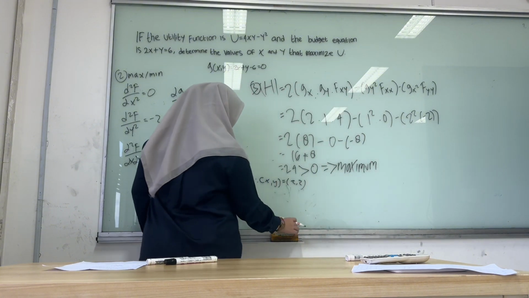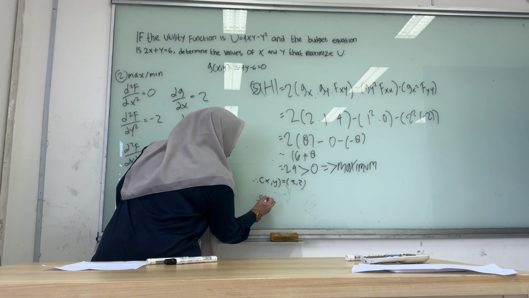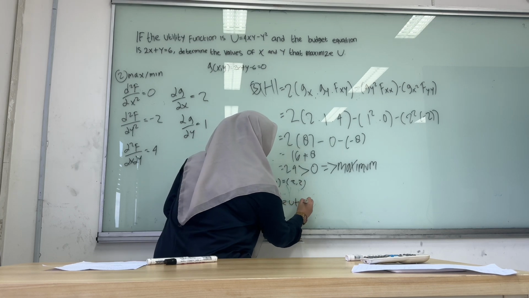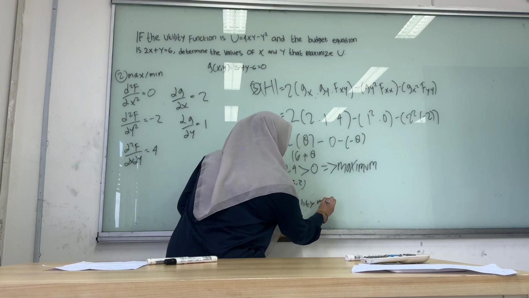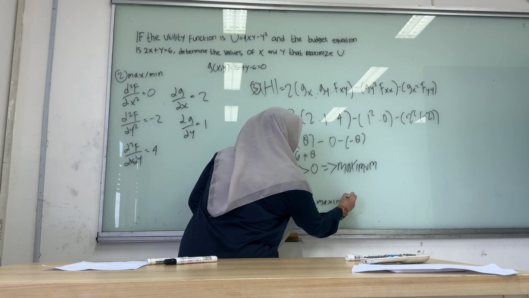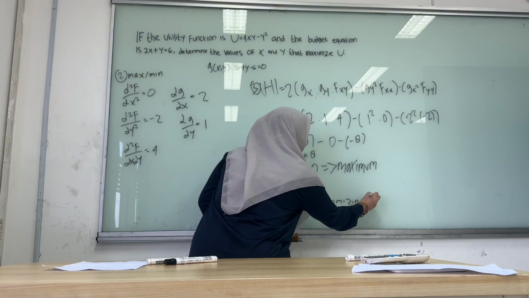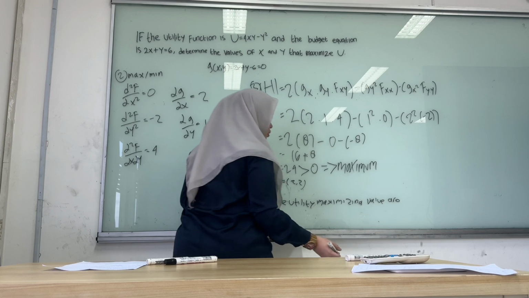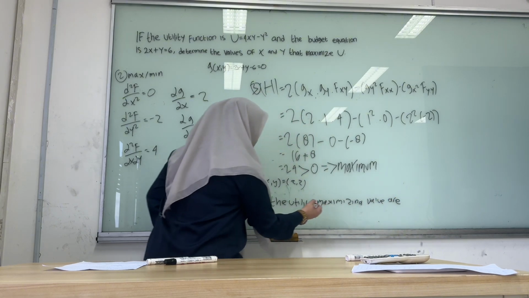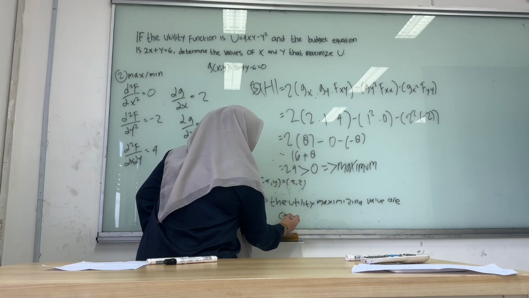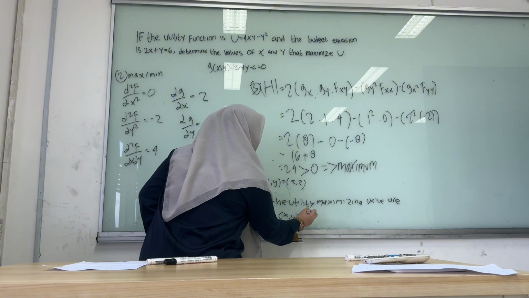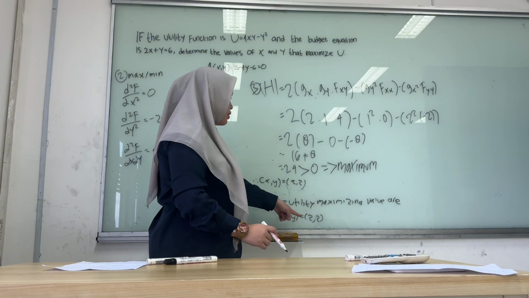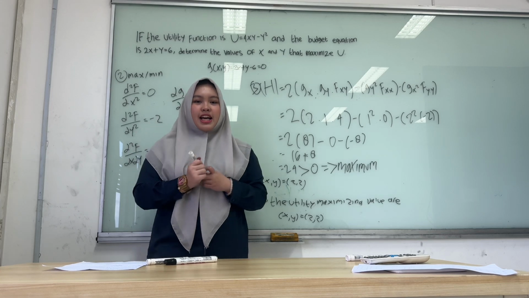So the utility maximizing values are x equal with 2, y equal with 2, x is 2 and y is 2. Okay, I think that's all.